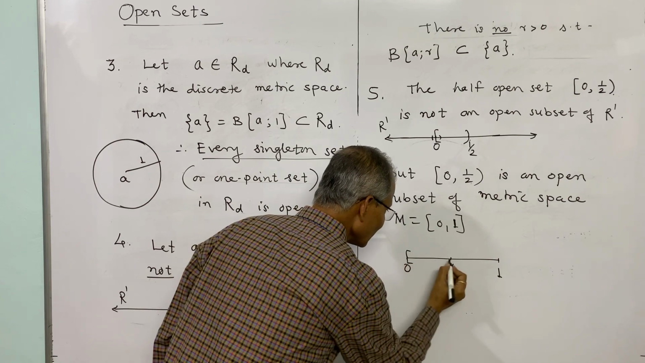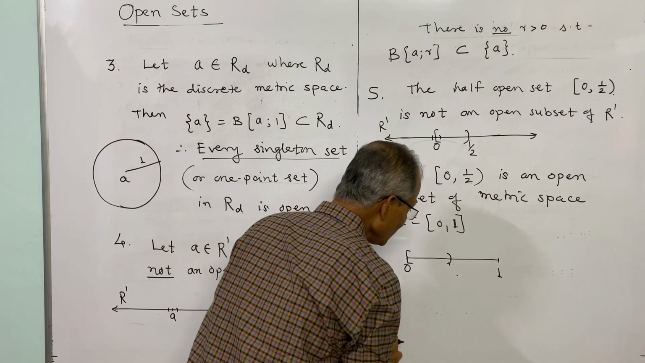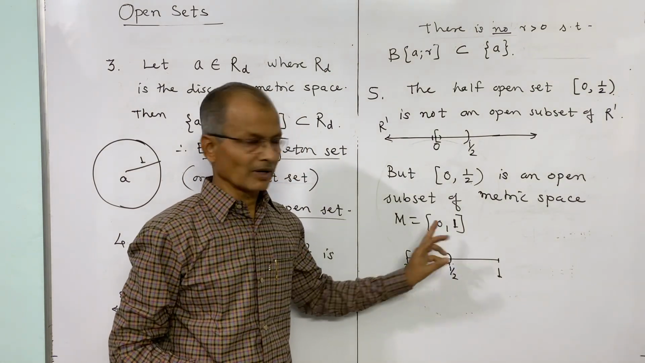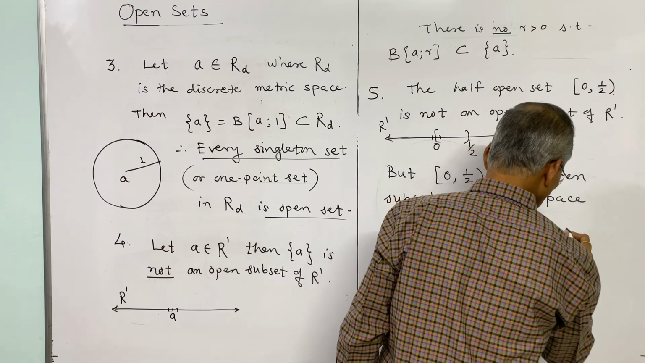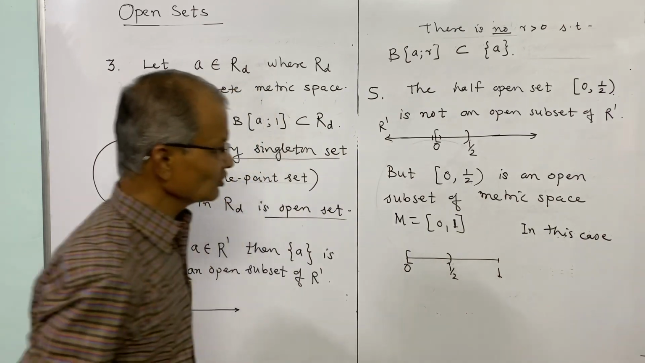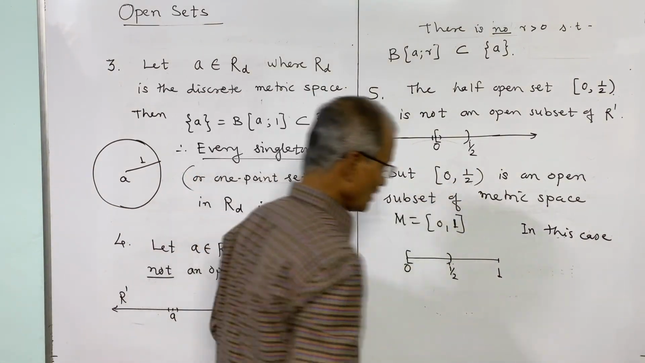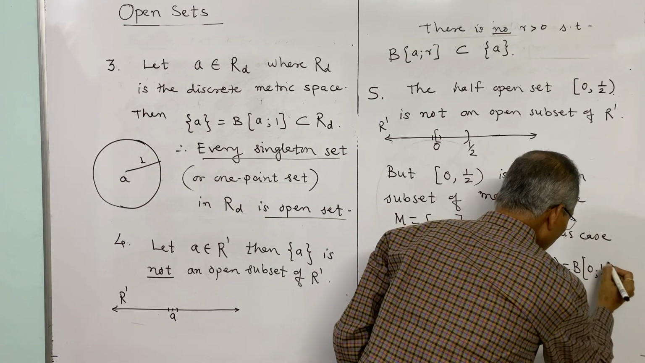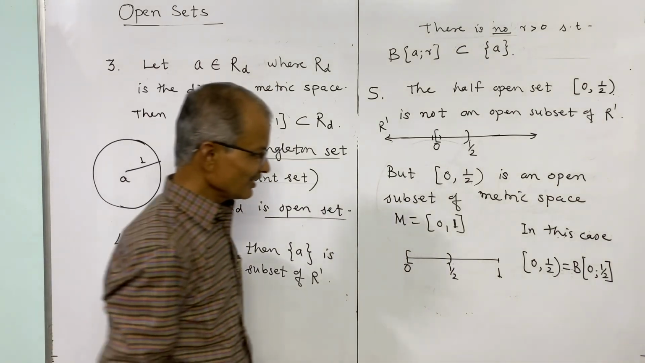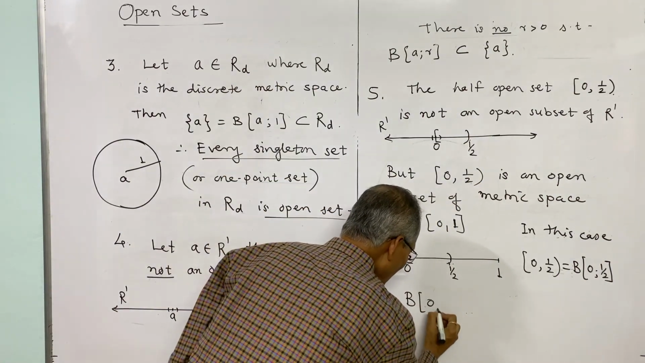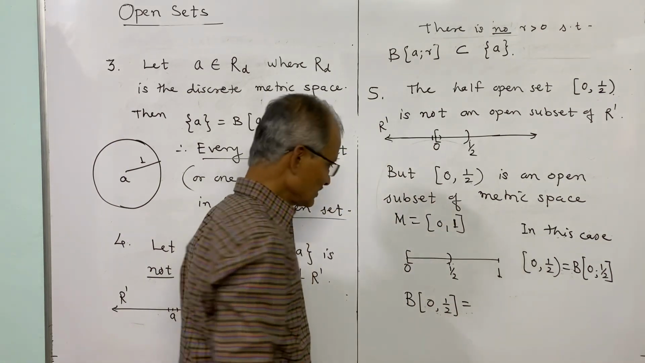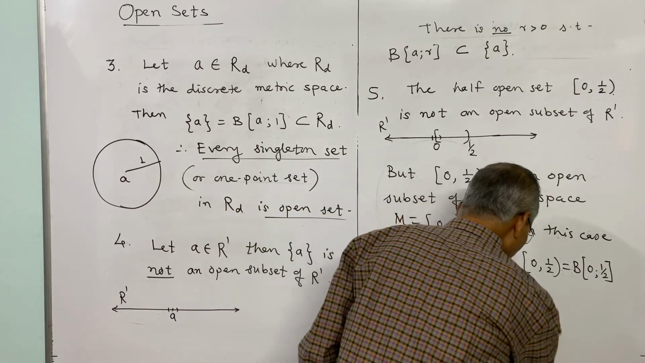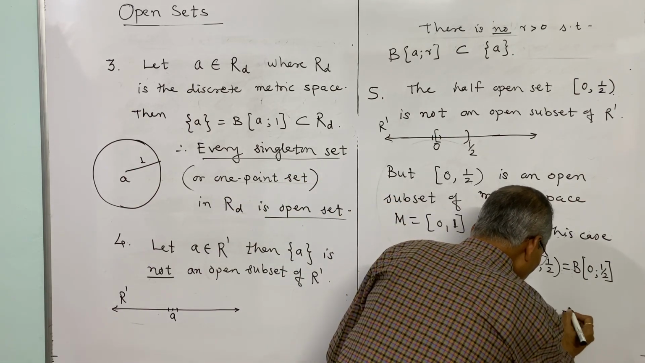If you consider any open ball around any point here, then that is again inside the metric space 0 to 1. In this case, this set is actually the open ball of radius half around 0. We have seen this example earlier. What is the open ball of half radius around 0? It is the set of x belonging to M, that is 0 to 1, such that the distance between x and 0 is less than half.